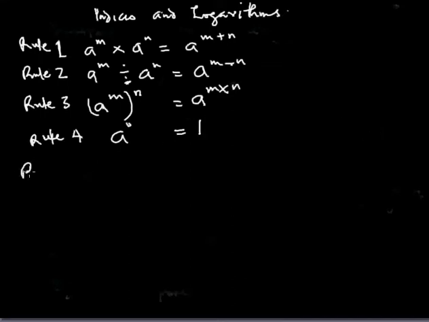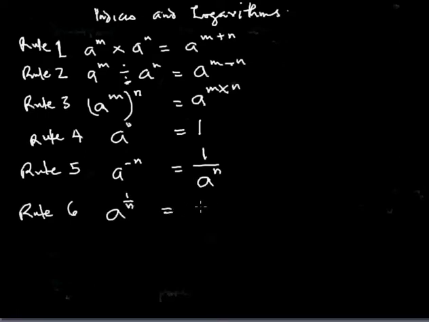Rule number 5, when you have a raised to power minus n, it's the same thing as 1 over a raised to power n. Rule number 6, when you have a raised to power 1 over n, it is the same thing as the nth root of a.